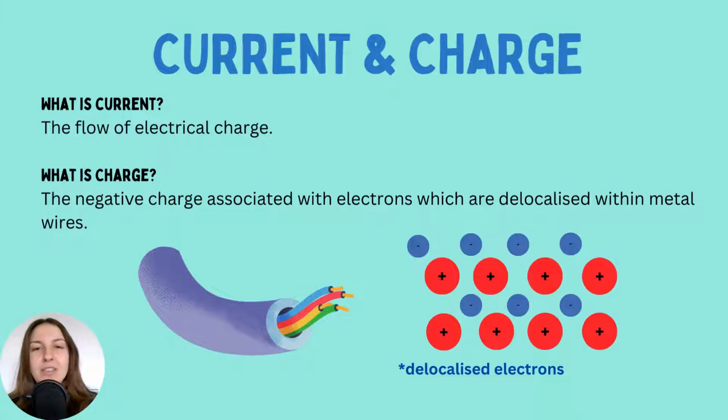So, what is current? Well, it's the flow of electrical charge. And what is charge? Well, this is quite a complicated question. But at GCSE, we're talking about the negative charge associated with electrons, which are delocalized, and they delocalize because they are within a metal wire.